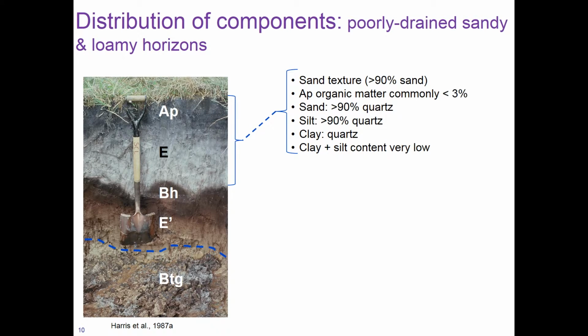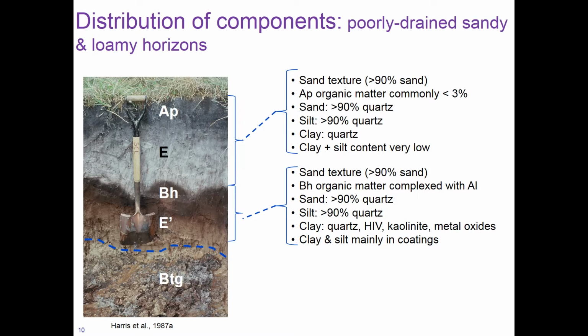Looking at the Ap and E zone of this soil, we have a sand texture. We have an Ap horizon with organic matter content that's not all that high, commonly less than about 3%. The sand is greater than 90% quartz mineralogically. The silt is greater than 90% quartz, and even the clay is dominated by quartz. The clay plus silt content is generally very low in this zone.